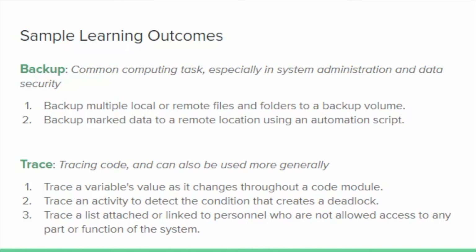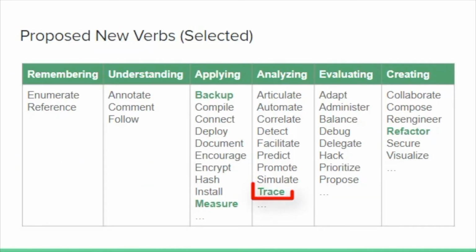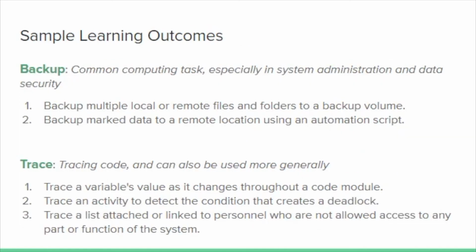Now we'll take a look at the verb trace. This is certainly something common in computer science, tracing code, and it could also be used more generally. Trace, as we see up here, is at the analyzing level, so representing a little bit deeper of a level of cognition than applying. And sample learning outcomes could include trace a variable's value as it changes throughout a code module, trace an activity to detect the condition that creates a deadlock, or trace a list attached or linked to personnel who are not allowed to access any part or function of the system.